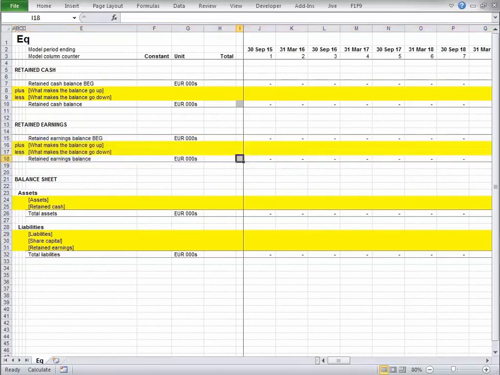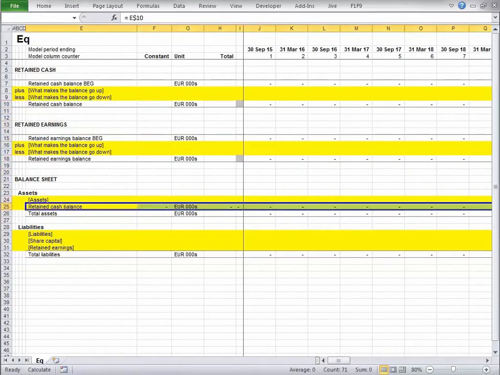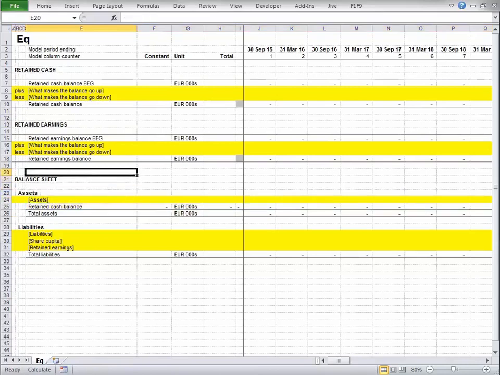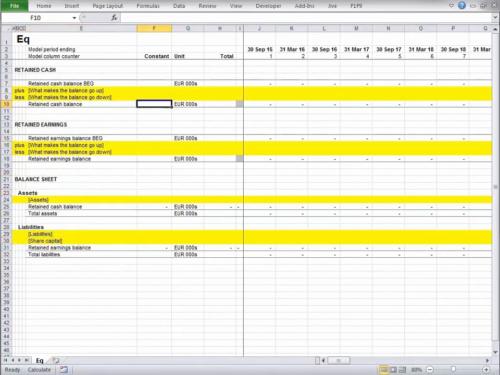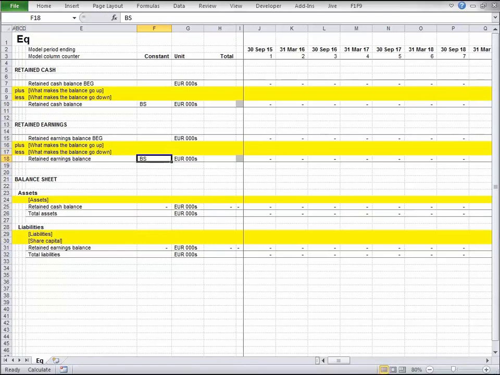Let's link the closing balance into our balance sheet for both retained cash and retained earnings. I'm also going to use the acronym BS for balance sheet as an extra clue to tell me that this calculated number is being fed through, is being linked through to a balance sheet.